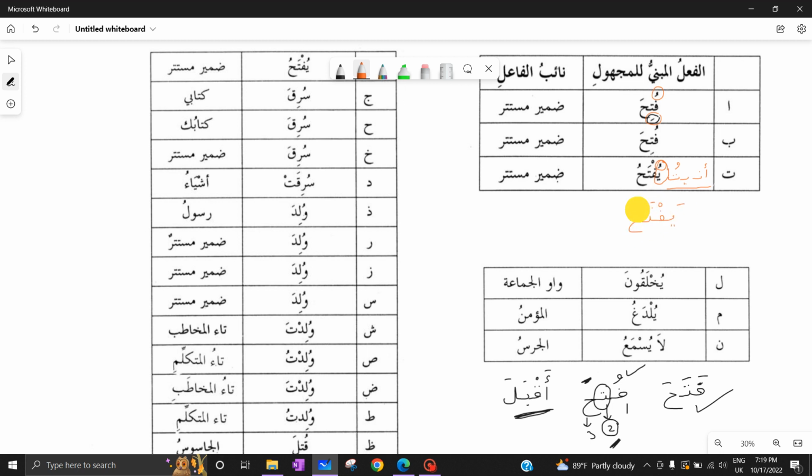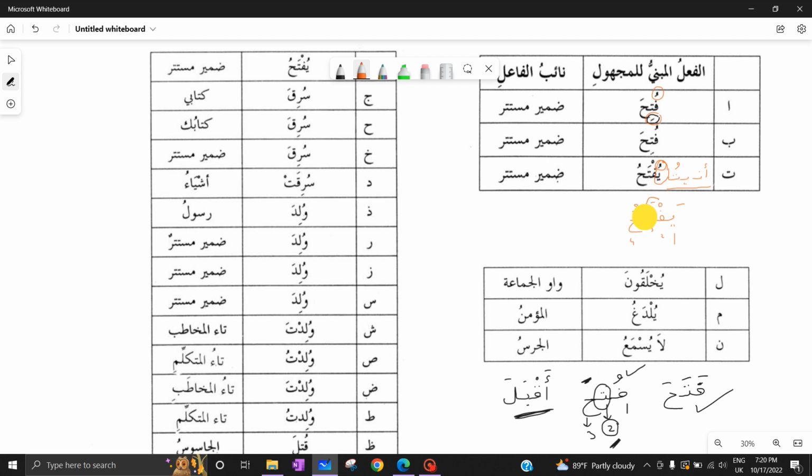Okay, yaftahu. So what changes are here when you make it majhool? The harf mudhare ya gets a dhamma. Instead of yaf, it becomes yuf. And what is the second last letter? We have one, this is two, this is three, and this is four. Which is the second last letter?